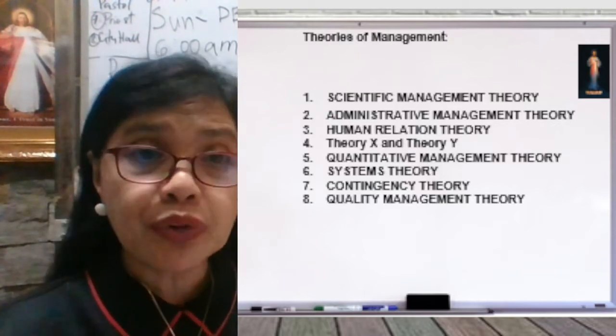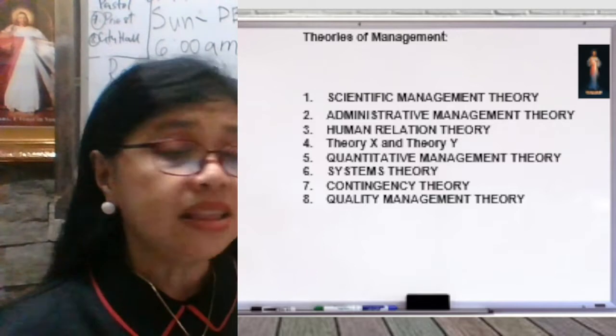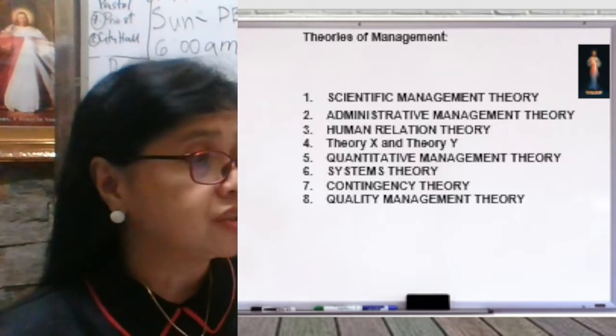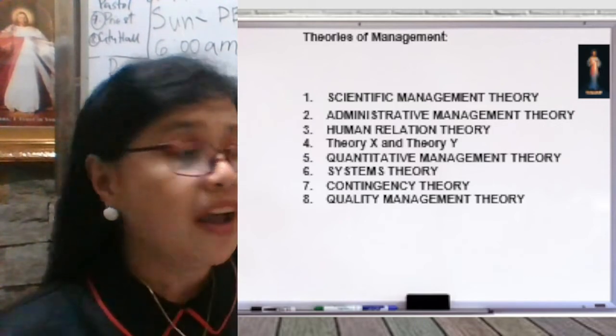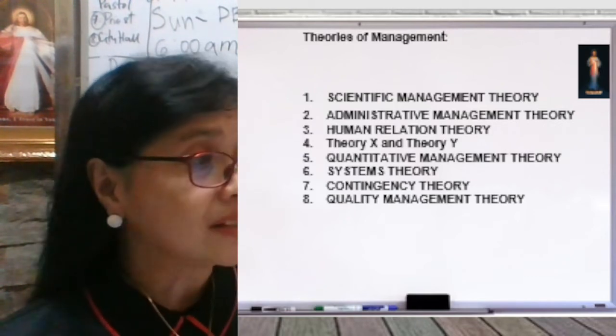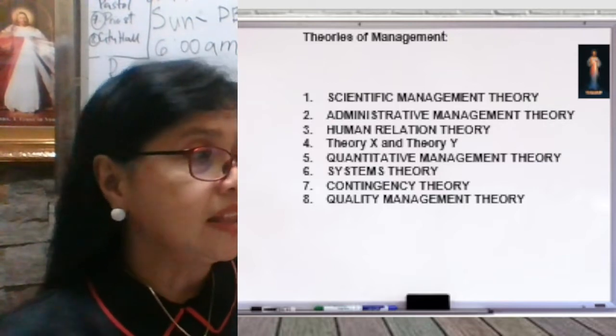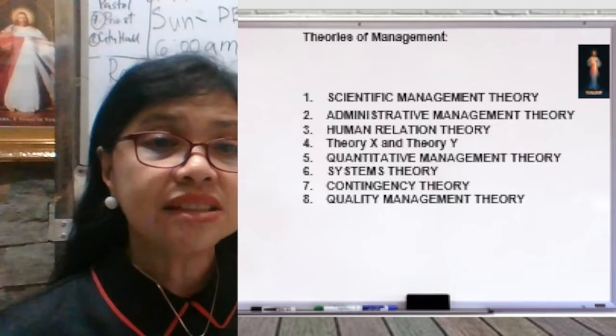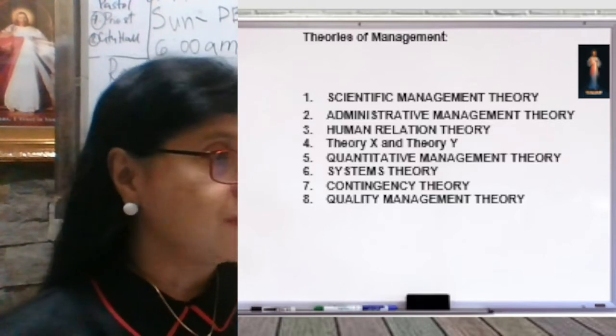Number two, the transformation processes. That is the technology employed or the managerial operations used. And number three, we have the outputs. What are the outputs? The products or the services. And then number four, we have the feedback. What is feedback? This is the reaction from the environment.